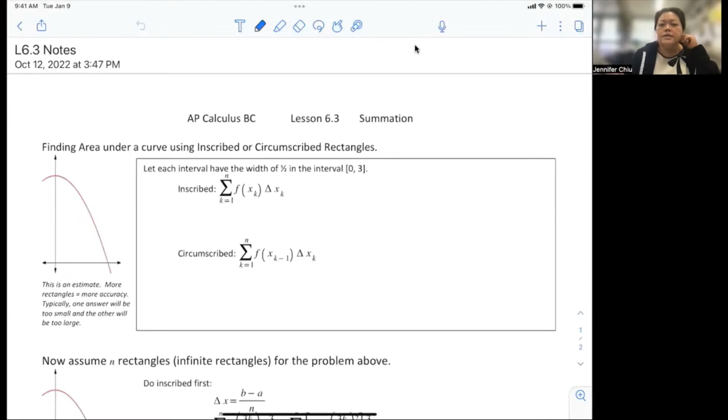Okay, we are on lesson 6.3, summation. The idea of this lesson is to look at how to use summation notation to help us figure out the area under the curve and to add up rectangles without actually having to write out each addition equation, to write it in a much quicker manner, right? So let's go ahead and look at this.